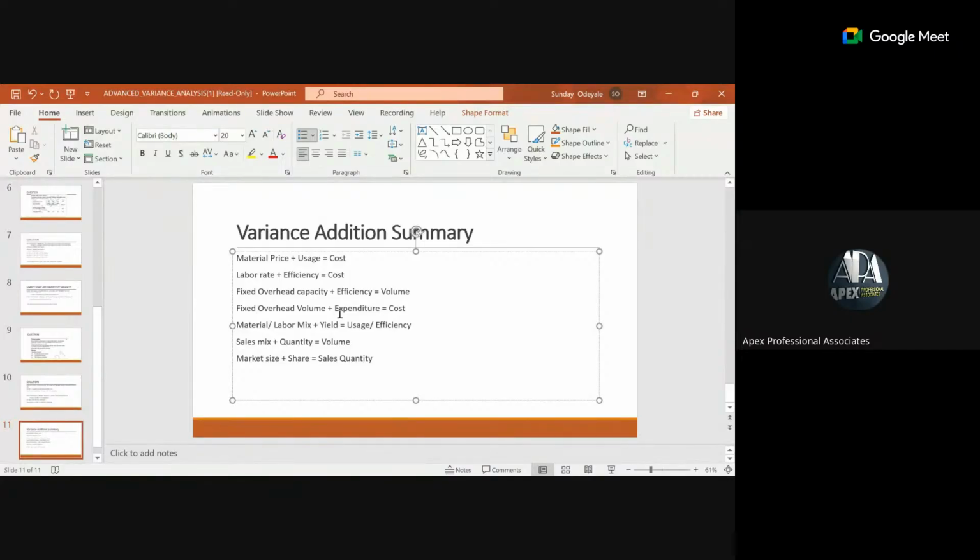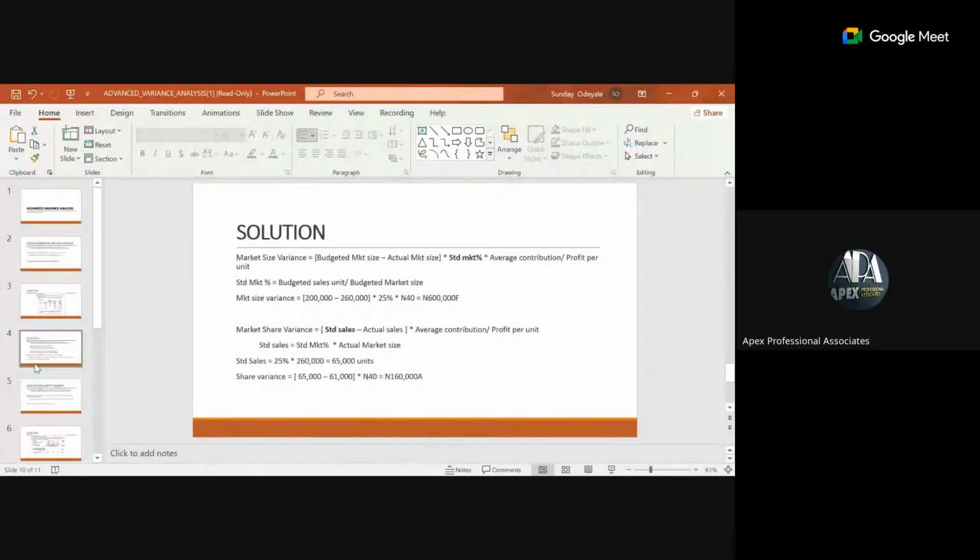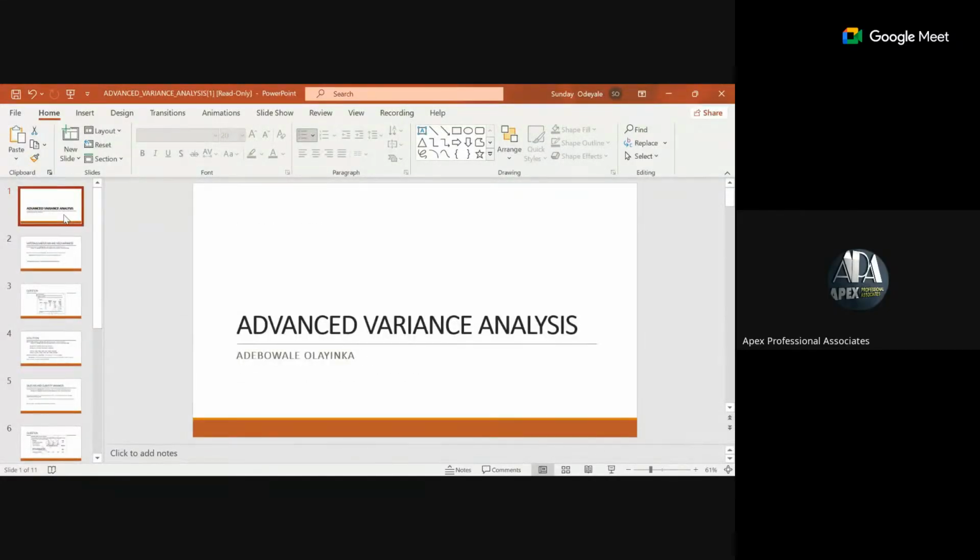Now, the idea of this is that when you are dealing with reconciliation, if you've calculated costs, just know that you don't need these other two again. Because if you calculate these two and you are bringing in cost again, it means you are writing the same thing twice and your reconciliation will never reconcile. So same thing here. Once you have calculated market size and market share, just know you don't need sales quantity, or else your reconciliation will not reconcile. So that brings us to the end of the explanation part of variance analysis.